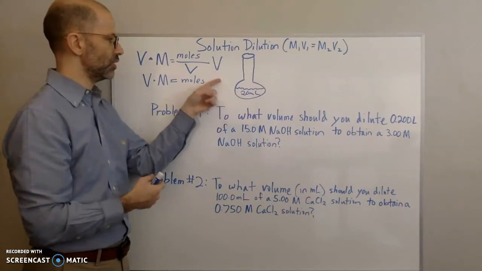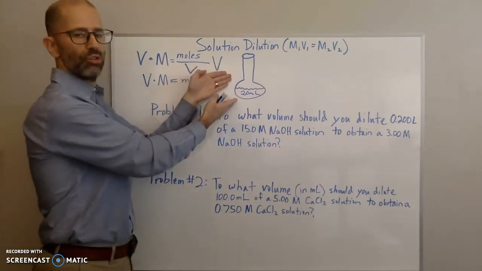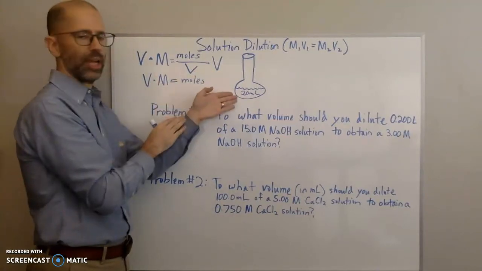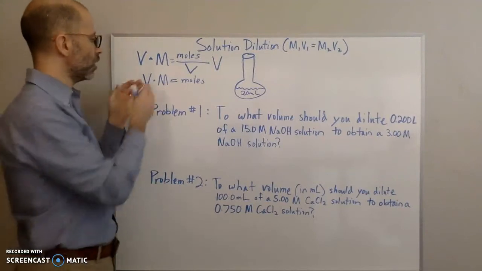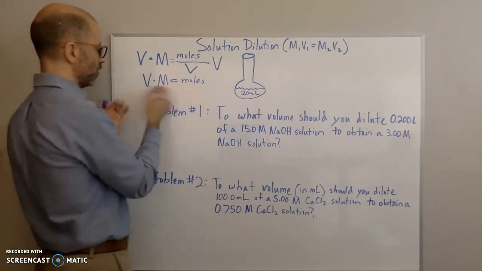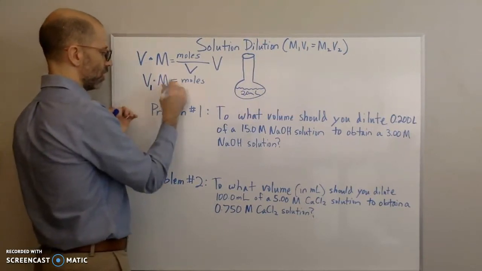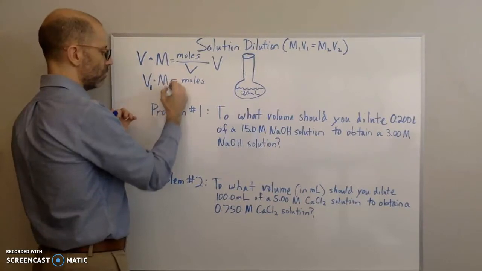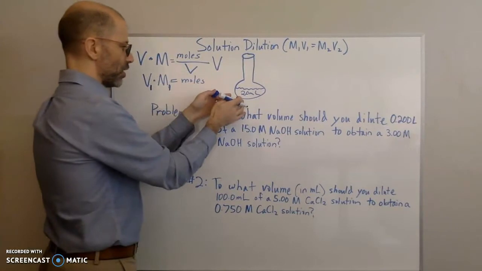The concentration is going to change because I'm adding more water and I'm increasing the volume of the solution without changing the number of moles that I put in there. So if the number of moles doesn't change, then I'll start off with whatever I start off with. Let's call this V1, and then I started off with a molarity. Let's call that molarity M1. So that's what I started off with.